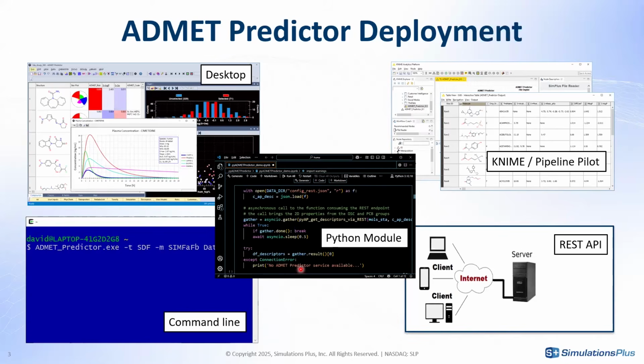In the last commercial release, version 12, we introduced a Python module called PyADMET Predictor. It serves as a wrapper around either the command line or the REST API. It has lots of examples, both ADMET property prediction, HT-PBPK simulations, and lots of other functionality. We ship this with the ADMET Predictor software, and it's also available through PyPI, so you can install it using pip.